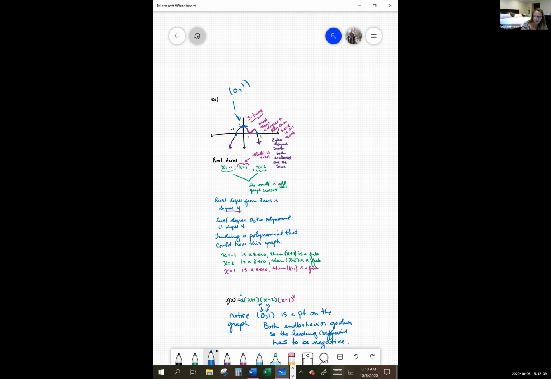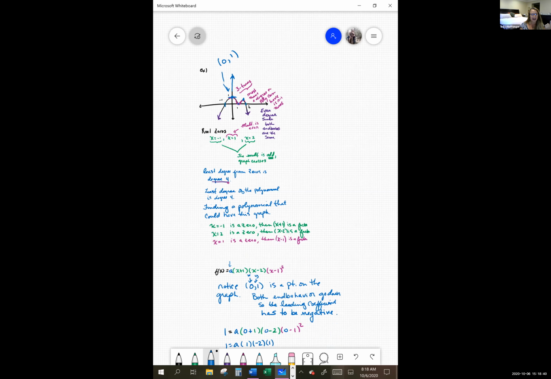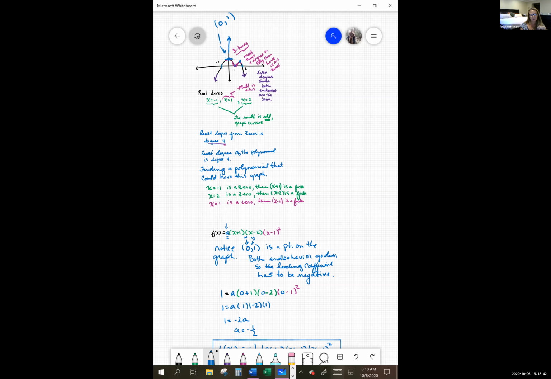Maybe I didn't even know what this point was. Maybe it didn't tell me it was 1, and it just gave me another point. So maybe they said this point here was 1.5 and 0.5. Then I would have to plug in my x value of 1.5 and my y value of 0.5. So I'm just using the information of knowing an x and a y value so that I could figure out what this coefficient had to be to give me that point.